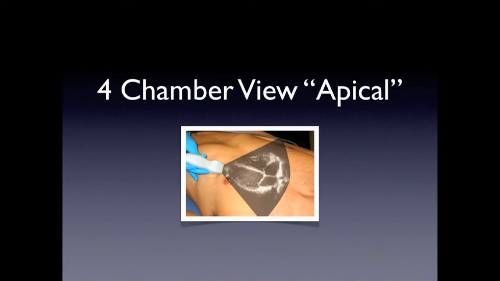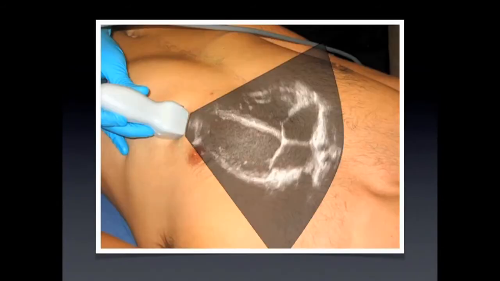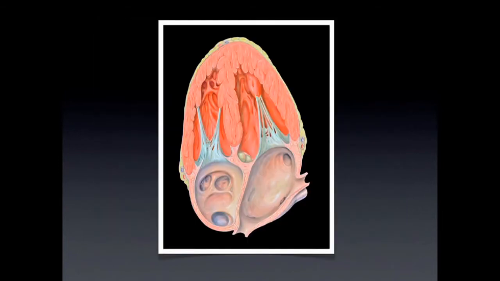Let's move on to the four-chamber view, apical view. I want you to move your probe towards the precordial area. We're going to be at the midclavicular line around the 4th to 5th intercostal space. And now our indicator is going to be pointing towards the patient's left shoulder, giving us the apical view.